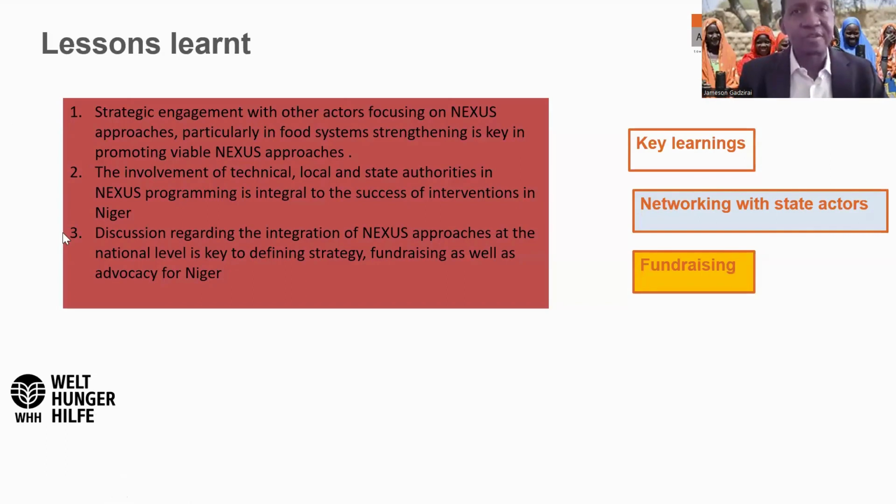In terms of lessons learned, based on the same idea, for us, they are around issues to do with networking with the state actors. We have identified it as a challenge. We feel that it's an opportunity. State actors would need to be informed about the activities that we're doing, and particularly within the framework of Nexus.